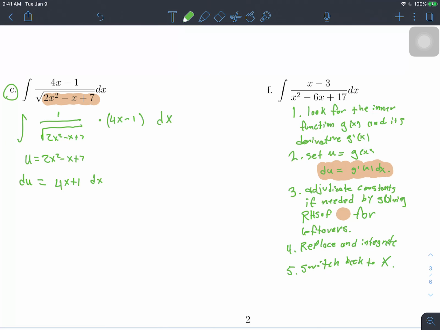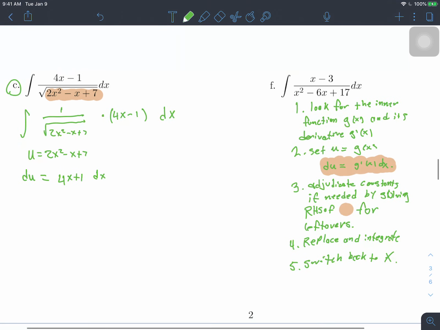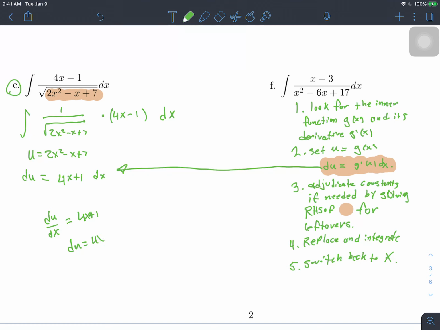The way we did this last time, I'm just using a slightly different method now. I could have just said, okay, du/dx, let's compute it. It'd be equal to 4x plus 1. And then we'd move the dx over to the other side and get du equals 4x plus 1 dx. Okay, same process, a little bit streamlined.